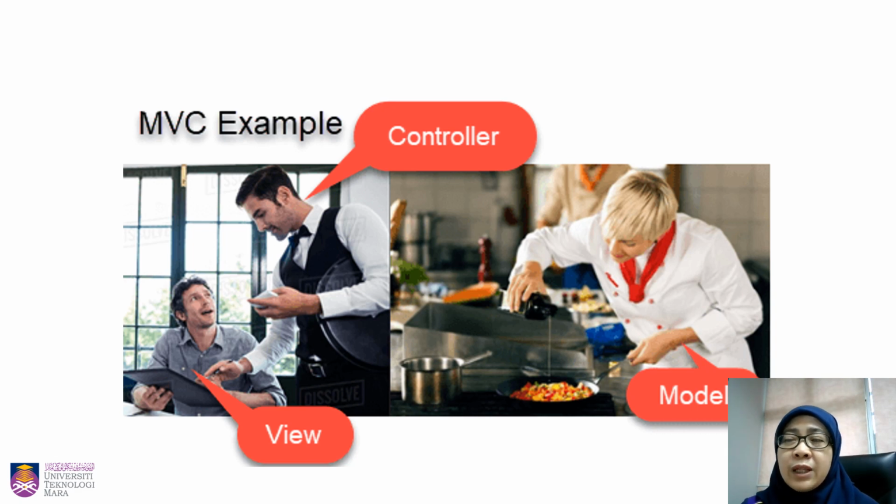As for the controller, it will be the waiter who acts as the intermediary between the kitchen, which is the model, and the view or the menu. So they take the customer's order, communicate the order to the kitchen or the cooks, and ensure that the food is prepared according to the customer's request.